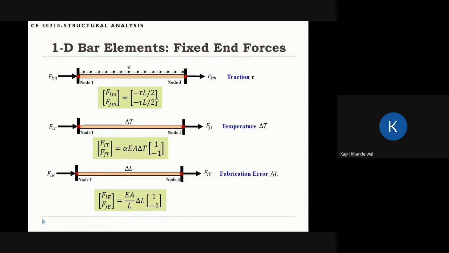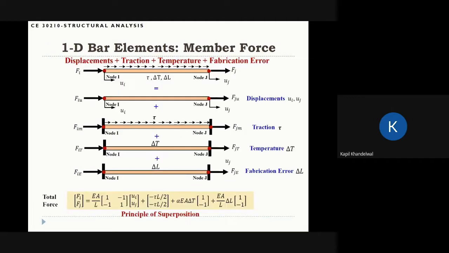And we derived these fixed end forces for different cases. And then, if you want to calculate the member forces due to all the effects, we can use the idea of superposition. So this is the force Fi and Fj due to all the effects. Using superposition, the first is the force due to displacements. This is just the stiffness matrix times the displacement vector, plus force due to traction, plus force due to temperature, plus force due to fabrication error.